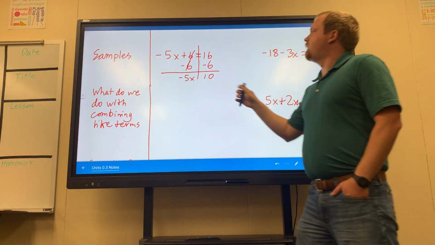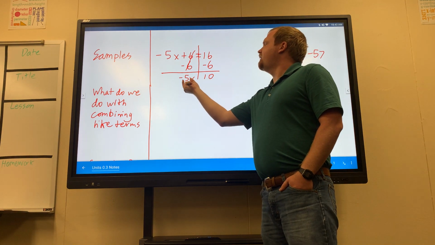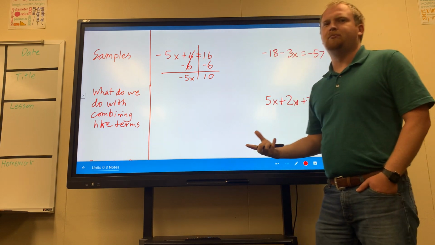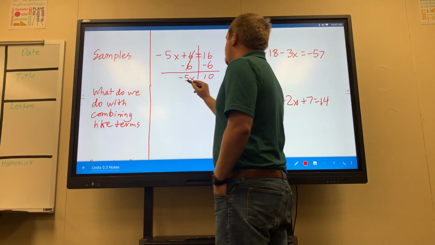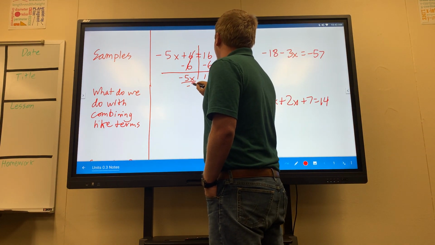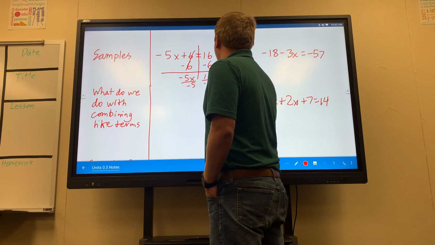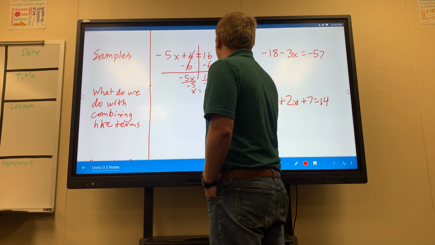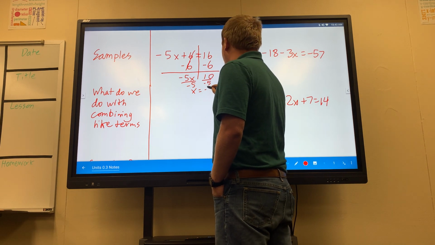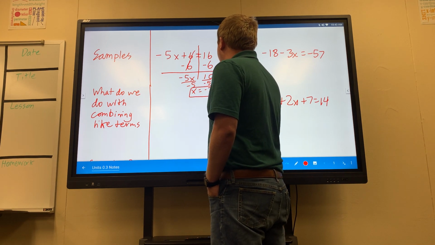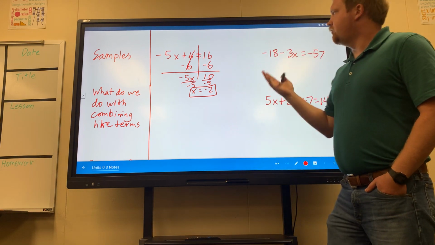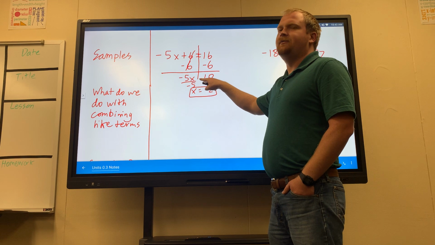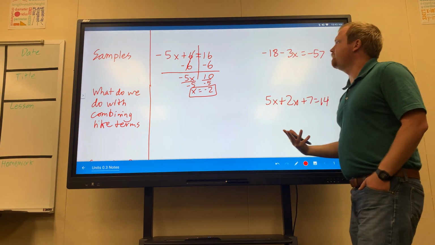Now, notice that I am multiplying negative 5 times x. The inverse of multiplying is division. So I'm going to divide both sides by negative 5. So I'm going to get x equals 10 divided by negative 5, which is negative 2. 2 simple steps, because all I had to do was subtract from both sides and then divide both sides, and I got my answer.